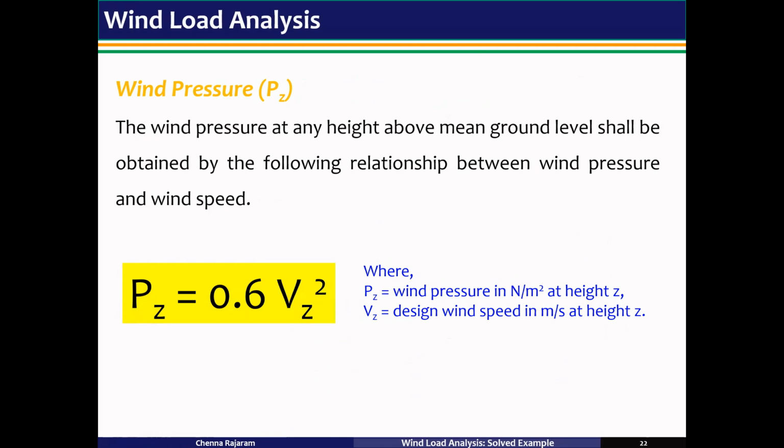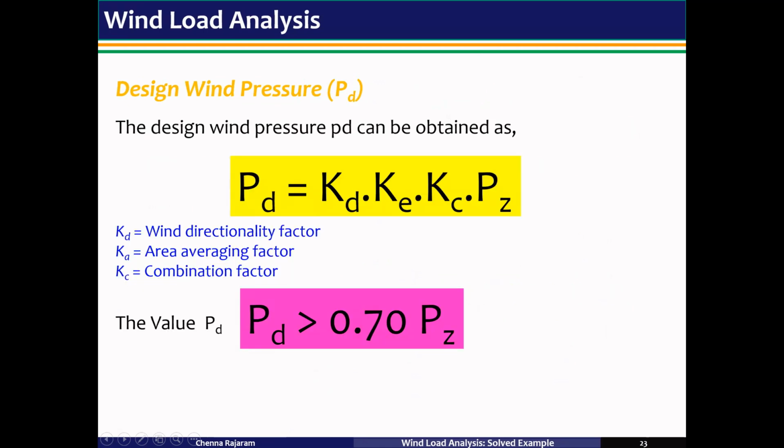Next, wind pressure. The wind pressure at any height above mean ground level shall be obtained by the following relationship between wind pressure and wind speed. The equation is Pz is equal to 0.6 into Vz square, where Pz is wind pressure in Newton per meter square at height Z, and Vz is the design wind speed in meter per second at height Z. The design wind pressure is calculated as follows: PD is equal to KD into KA into KC multiplied by PZ. KD is wind directionality factor, KA is area averaging factor, KC is combination factor. The value of PD should be greater than 0.7 into PZ.